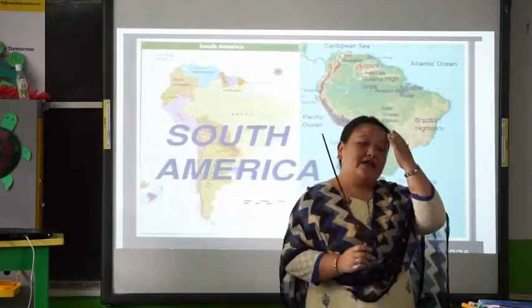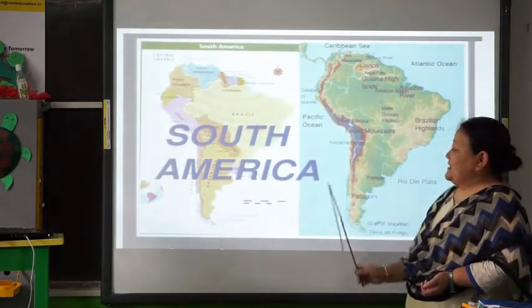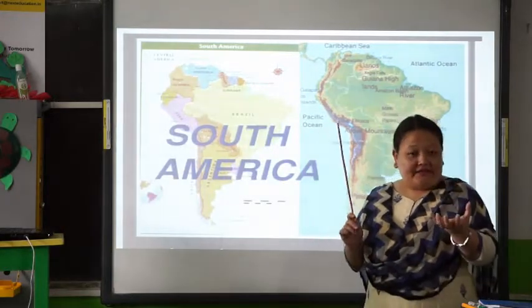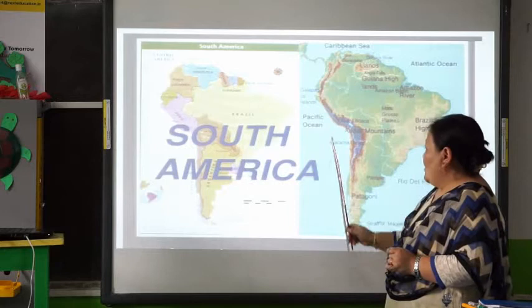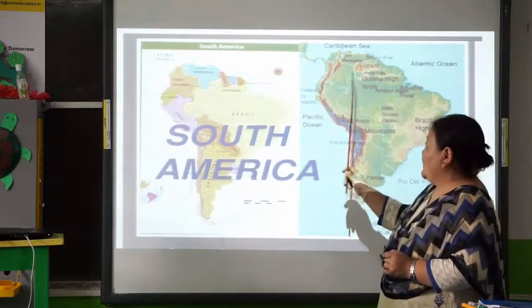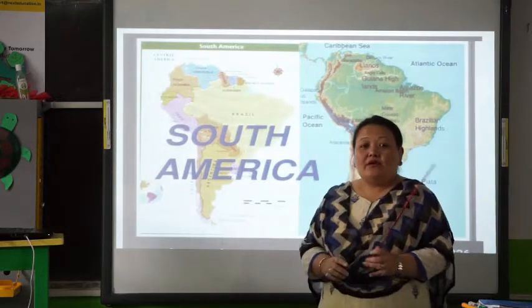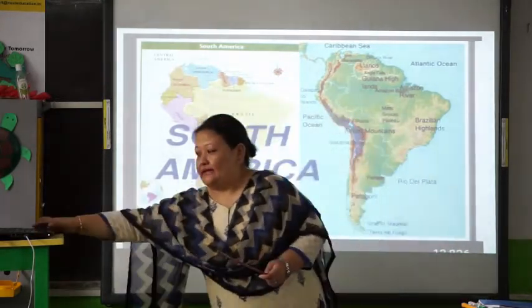Now when you have a look at the map of South America, it seems like a cone. That means you all enjoy having ice cream, isn't it? So you have noticed the shape of the cone. So your continent of South America is in the shape of a cone. Now let's have a look at where actually South America is located.